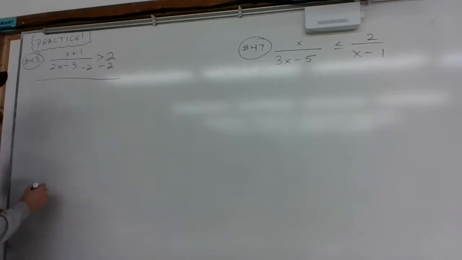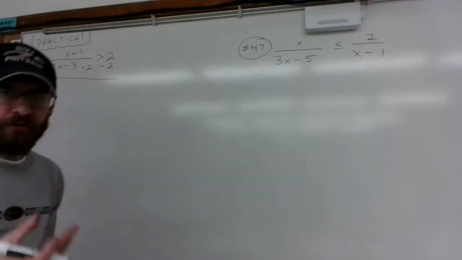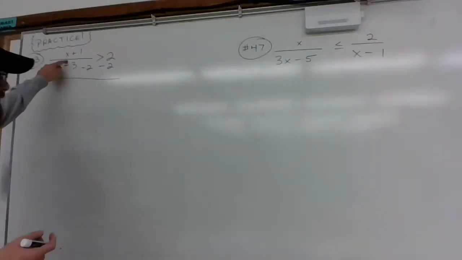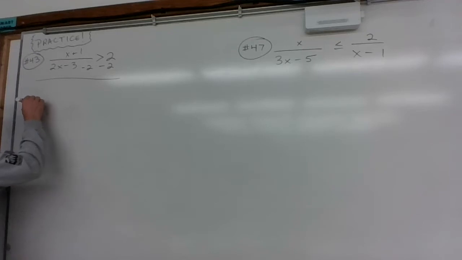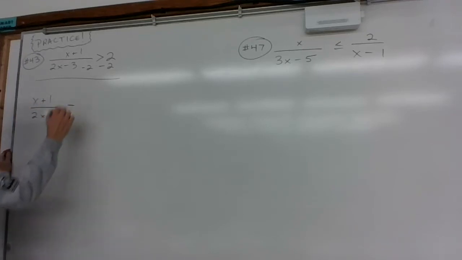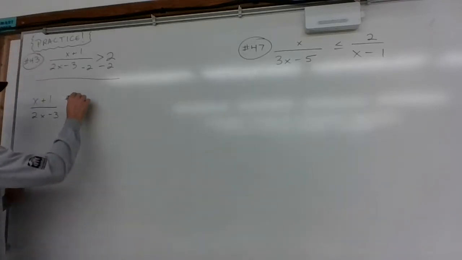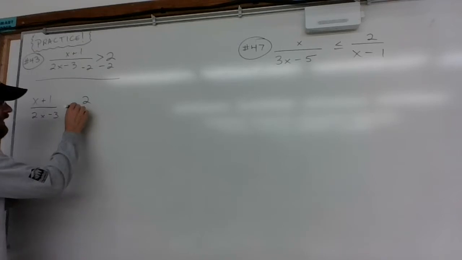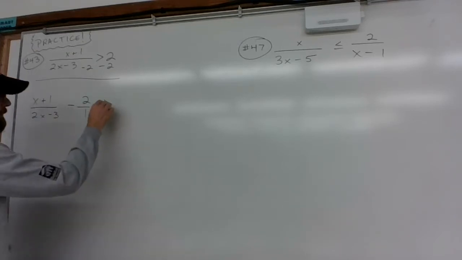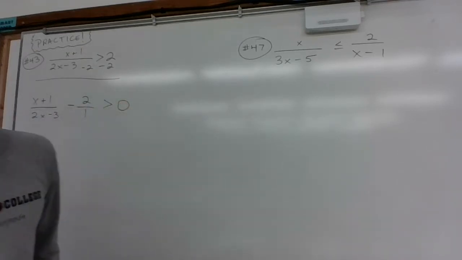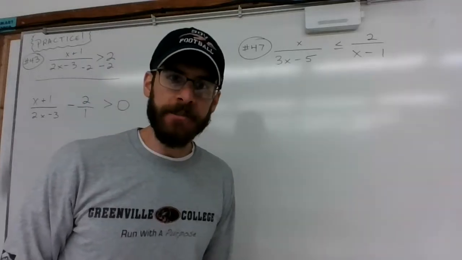So this fraction, remember, order of operations states that this division holds. Multiply or divide comes before subtraction. So just make sure that you have that 2 completely separate. And here's what I'm going to do. I'm going to put the 2 over 1, and I am going to find a common denominator.